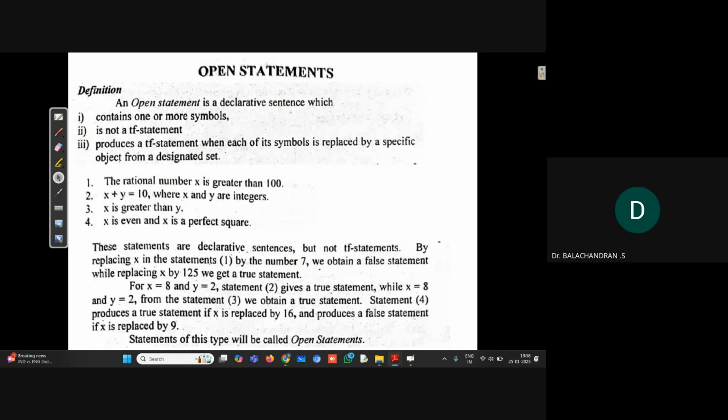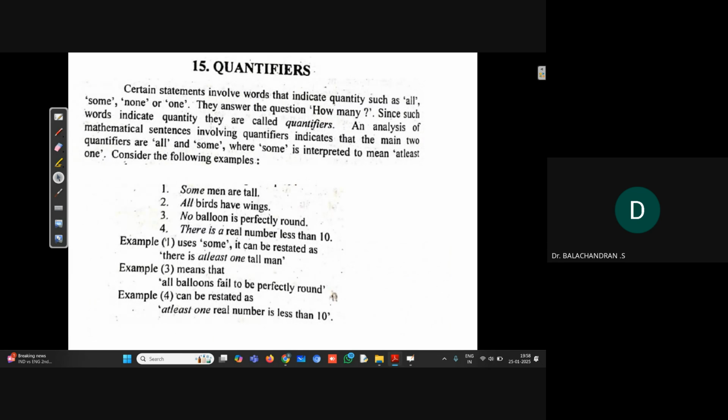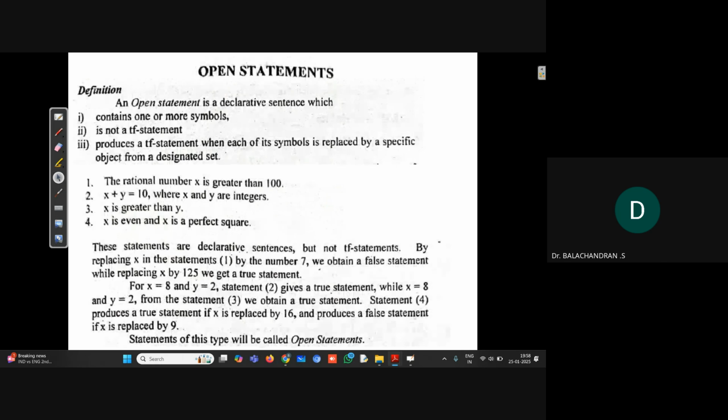Next one is the open statement. So I'll stop here. The next topic is quantifiers, and I'll start quantifiers in the next class. So I will tell what an open statement is now. Maybe this is the last slide.